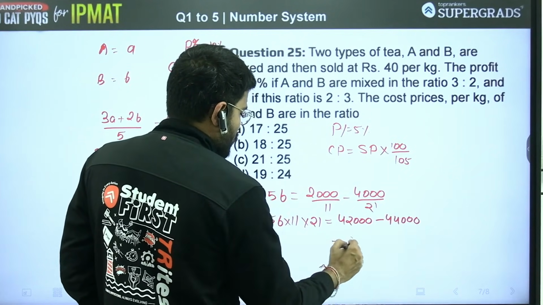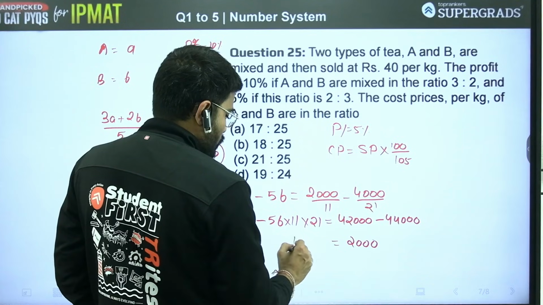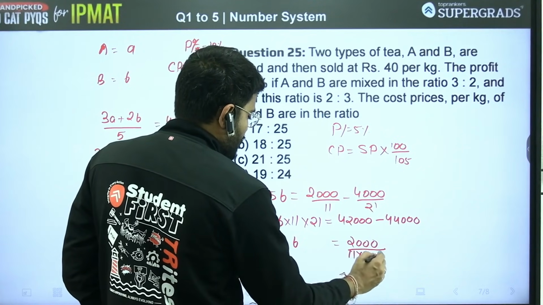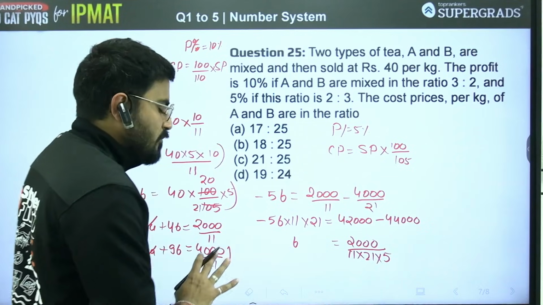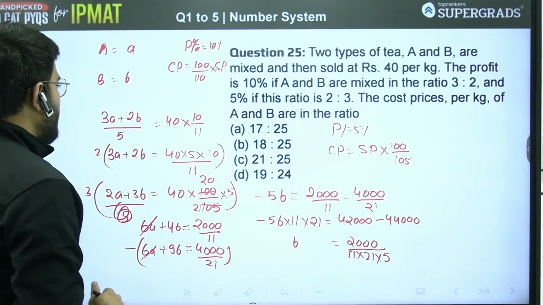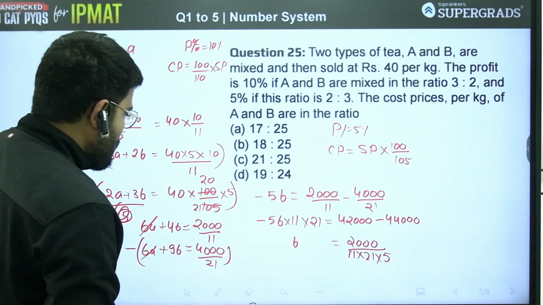So here I get 2000 as 5B. So B will be equal to 2000 upon 11 into 21 into 5. This is B. You need not calculate this. You put this B here and get the value of A, and then you will be able to get the ratio.